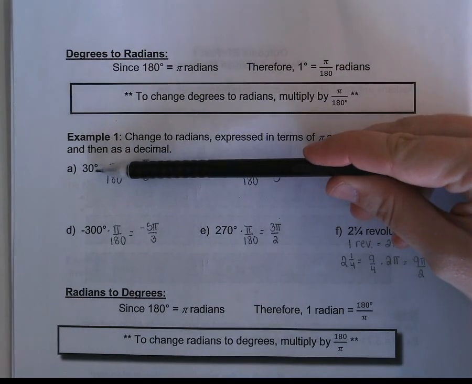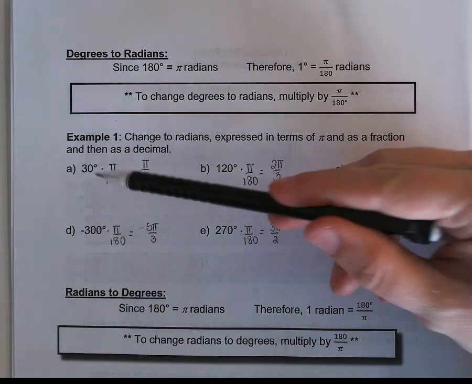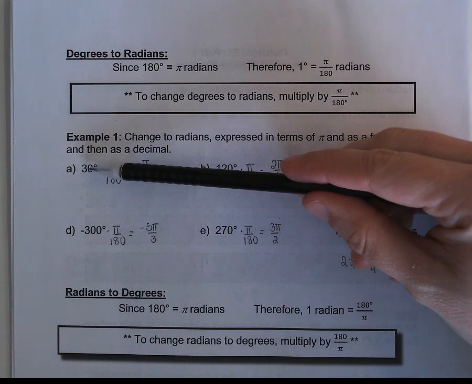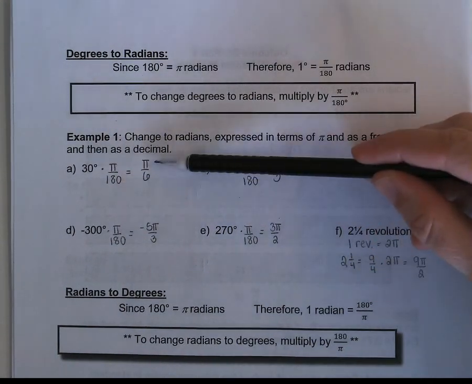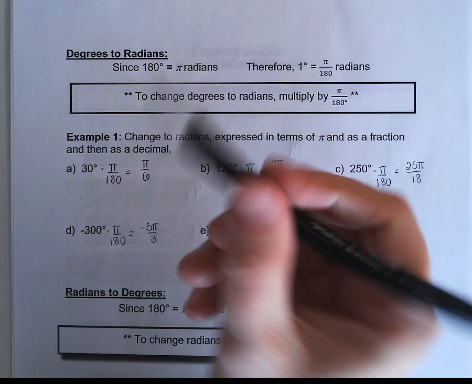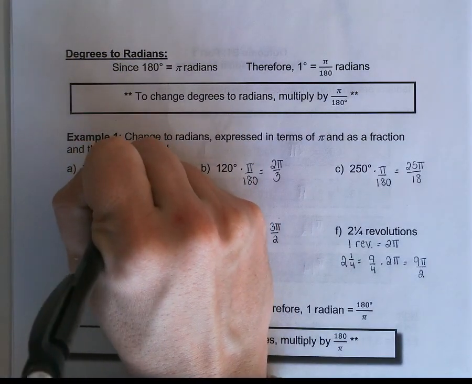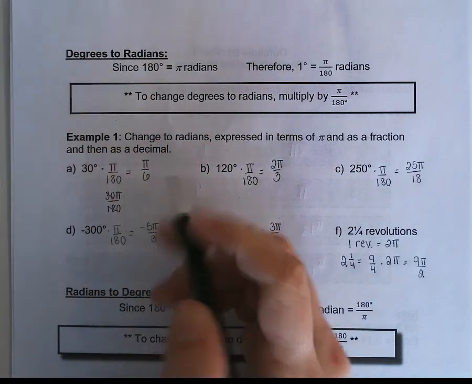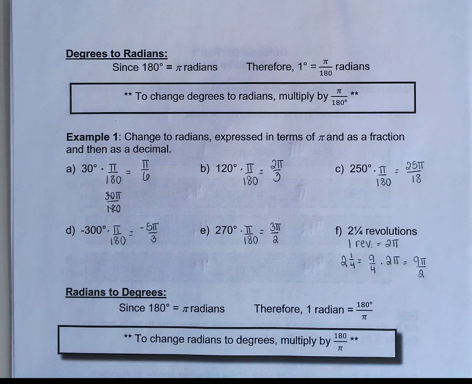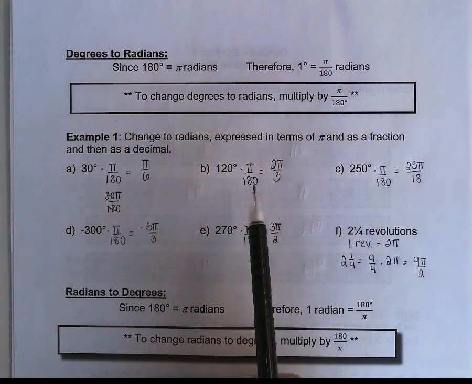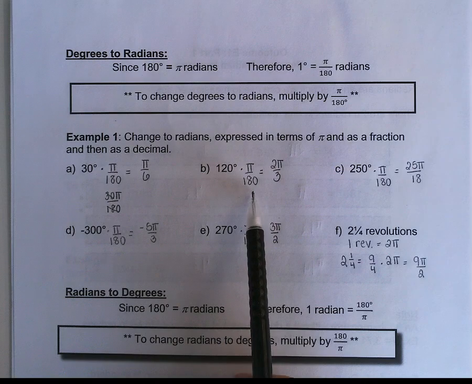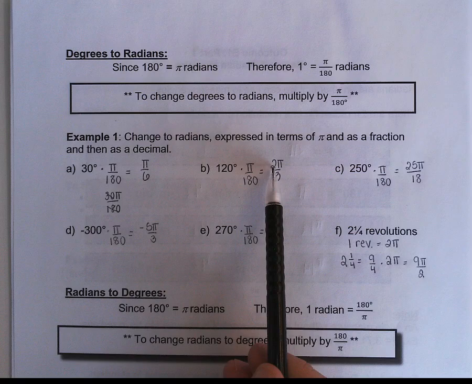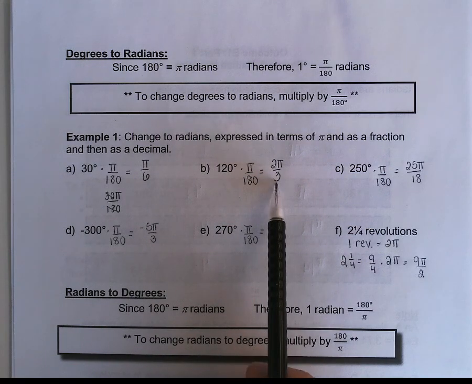So if you have 30 degrees and we want to change it to radians, I multiply by pi over 180. You get 30 pi over 180, which simplifies to pi over 6. This is just like simplifying fractions. So 30 goes into 180 6 times. So that's how I've simplified that. Same thing, 120 times pi over 180. Again, 120 over 180 simplifies to 2/3. So it's 2 pi over 3.